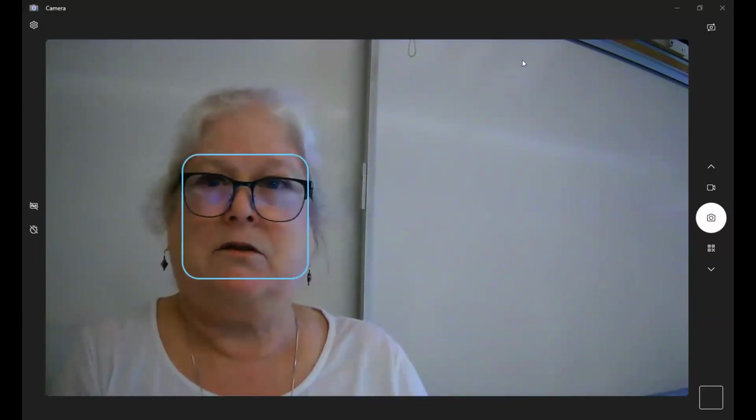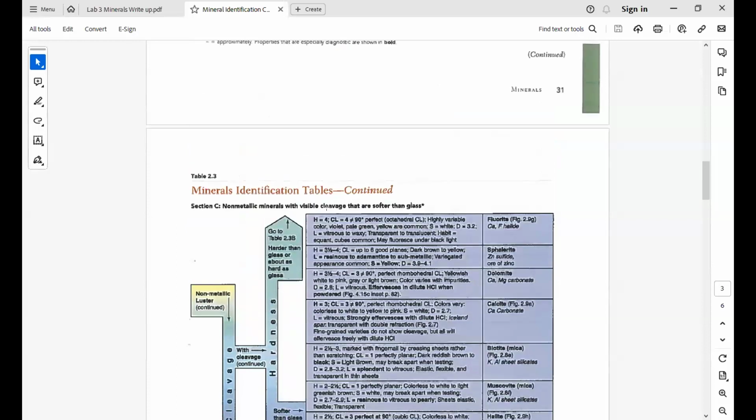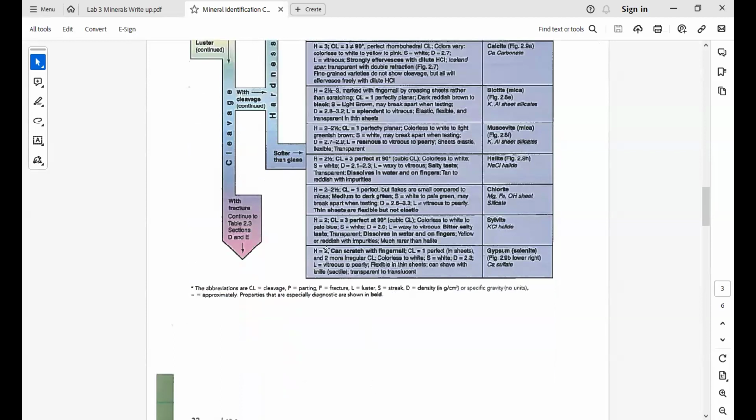Okay, so now let's go back to our charts. Minerals with visible cleavages that are softer than glass. So let's start at the bottom again. Hardness of 2, can scratch it with a fingernail. That works. Cleavage 1 perfect, you know, it's in sheets. That works for this specimen. And maybe 2 more irregular cleavages. Like I said, it looks almost like it curves on one side. Streak is white. Yeah, that works.